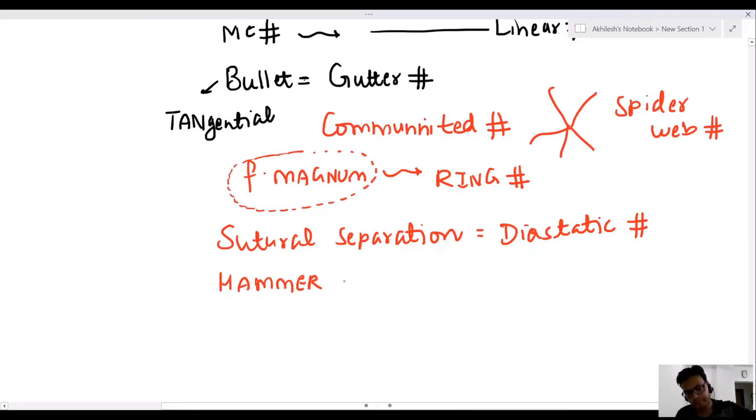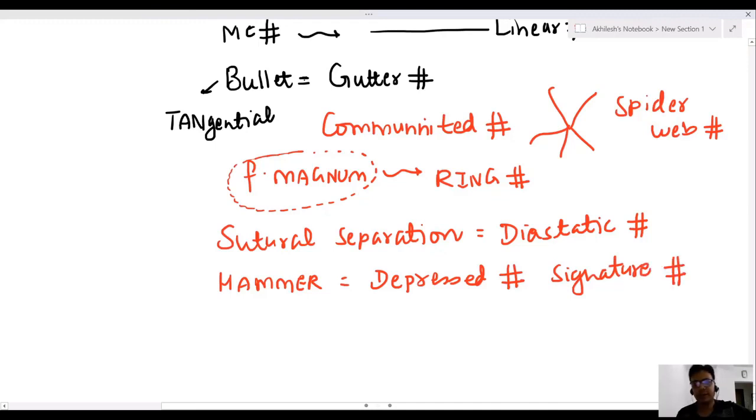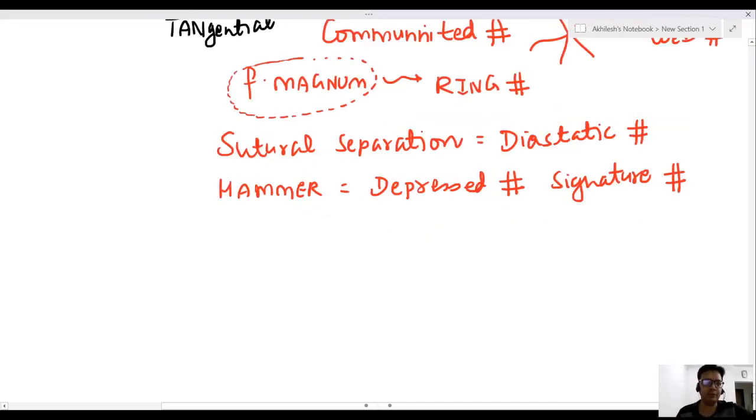Hammer produces a depressed fracture or signature fracture. I will show you the picture. Hammer produces sutural separation, a diastatic fracture. Hammer produces depressed or signature fracture.